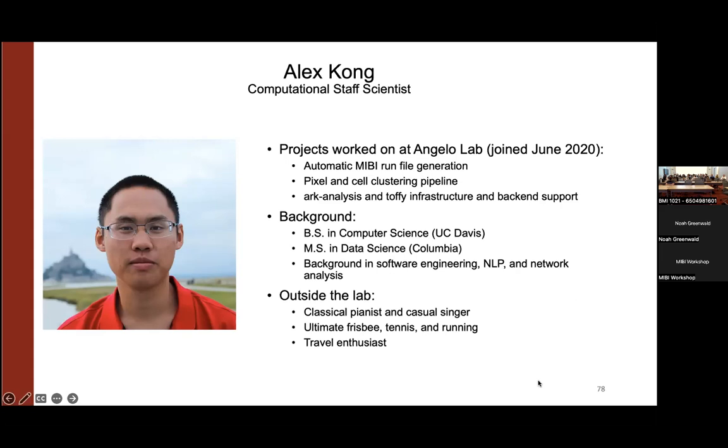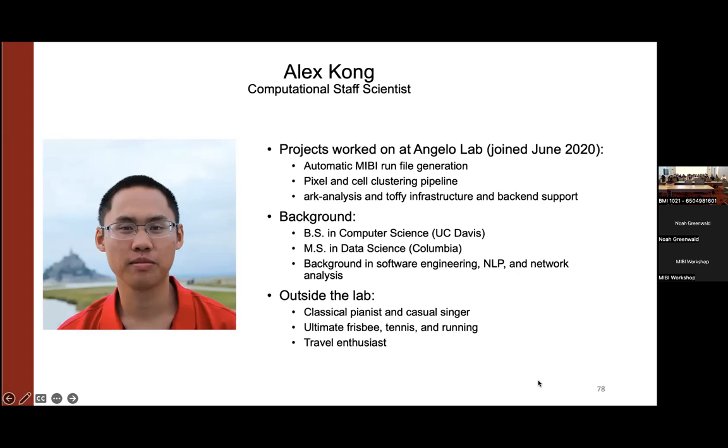I got my bachelor's of science in computer science at UC Davis. Then went to Columbia for my master's in data science. I have a background in software engineering, natural language processing, and network analysis. Outside the lab, I'm a classical pianist. I have a few prior years of teaching, and I'm also a casual singer. Never taking formal lessons, but I think my voice is pretty good.